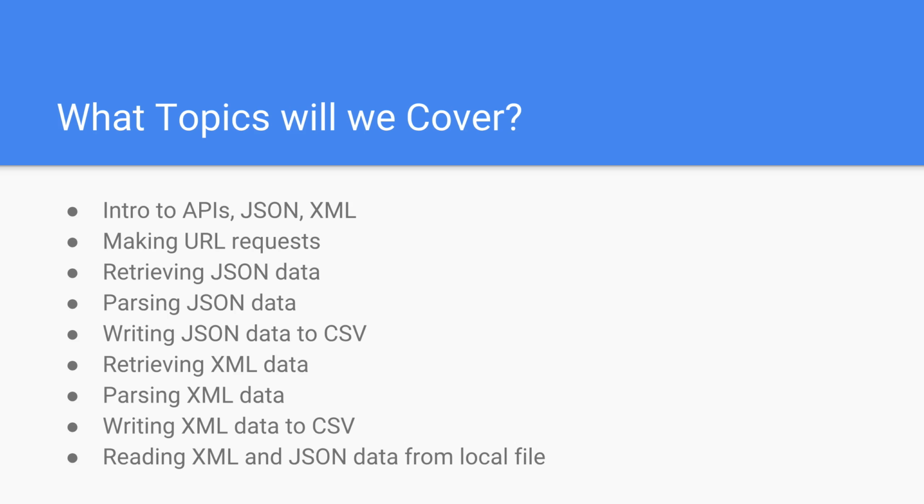After this, we'll learn how to make URL requests to retrieve some data. Then we'll learn how to retrieve JSON data specifically. We'll learn how to parse that JSON data. So that means basically taking the JSON data and converting it into variables which we can use in our programs. And finally, we'll explore how to write that JSON data to a CSV or a comma-separated value sheet.